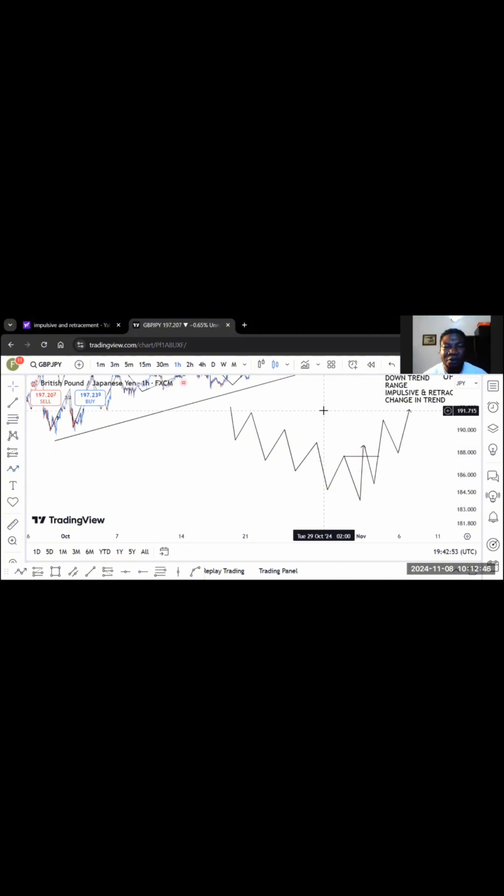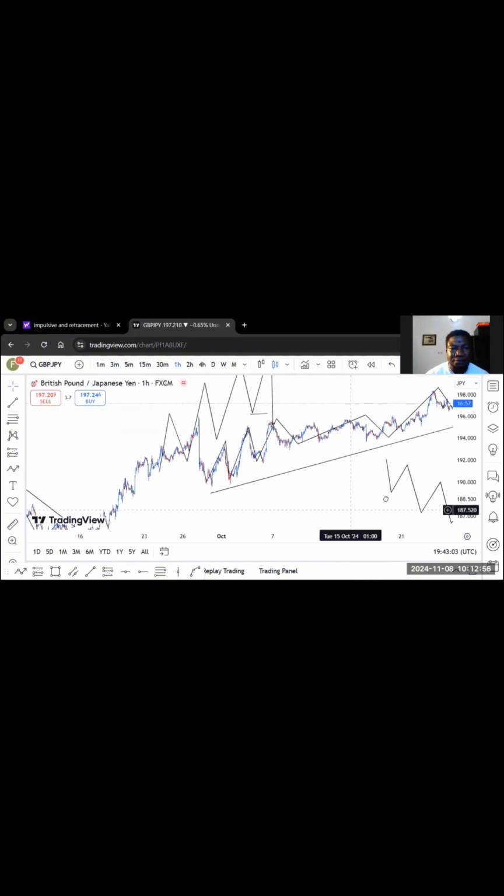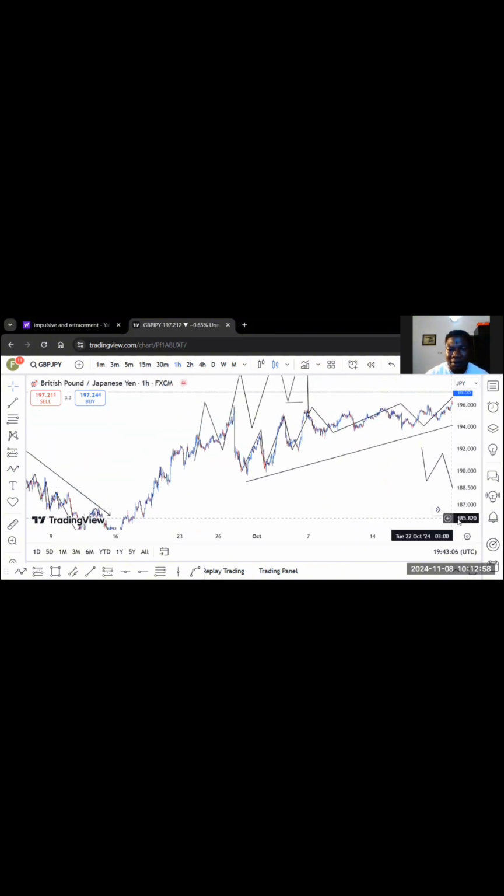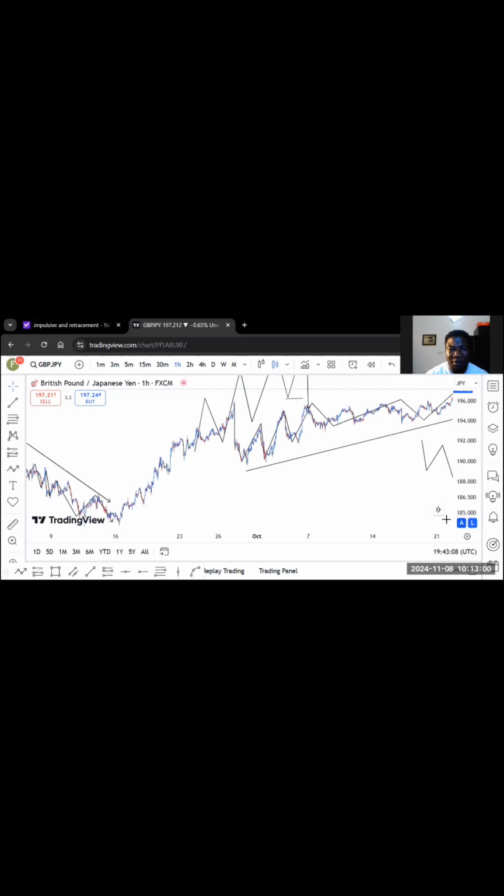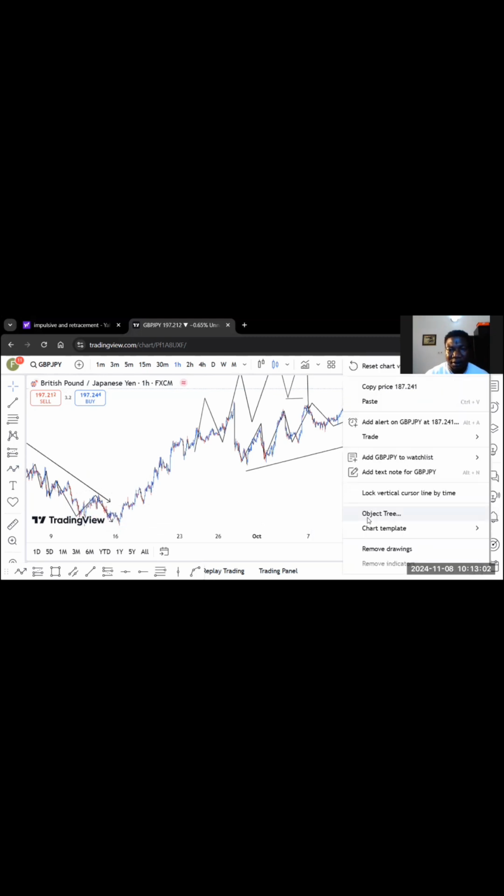Okay, so this is just the basic understanding of how the market moves and how you can actually spot reversals in an uptrend and also spot reversals in a downtrend. Okay, so let me quickly show you an example in the chart. Let me clear all the drawings now so you can see clearly.